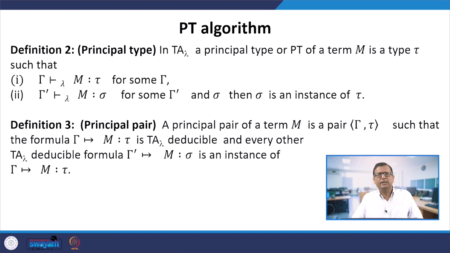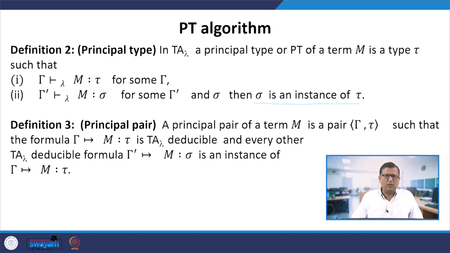Now we define the principal type. In TL lambda, a principal type, which we are always going to write as PT of a term M, is a type tau such that, one, M has type tau in some context gamma is deducible, and two, if M has type sigma is deducible from some context gamma prime, then sigma is an instance of tau. If that be the case, then we say that tau is the principal type of M.